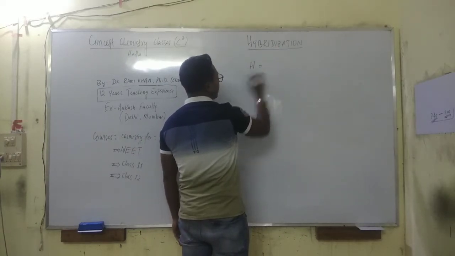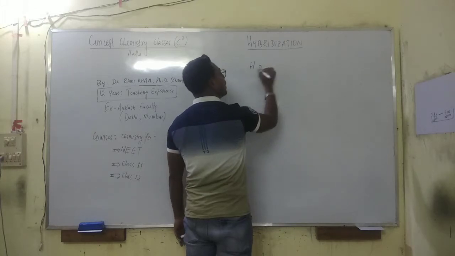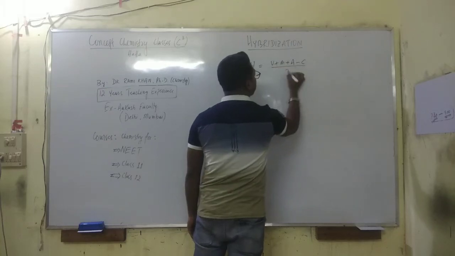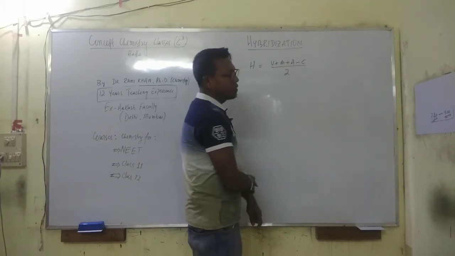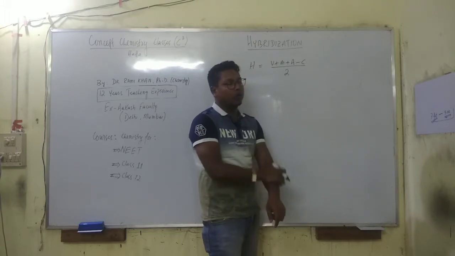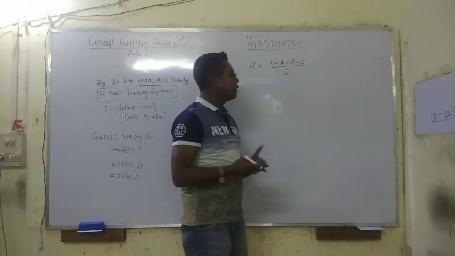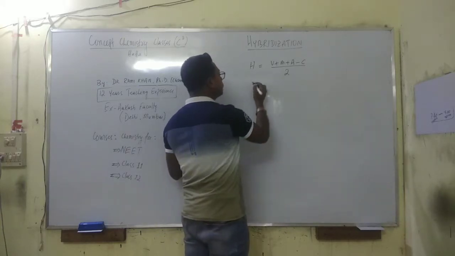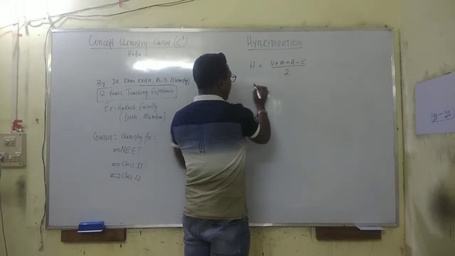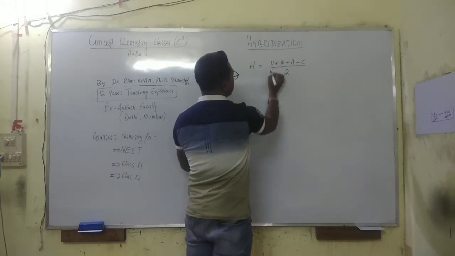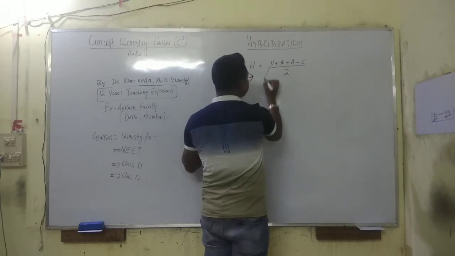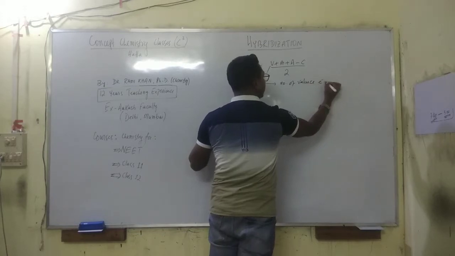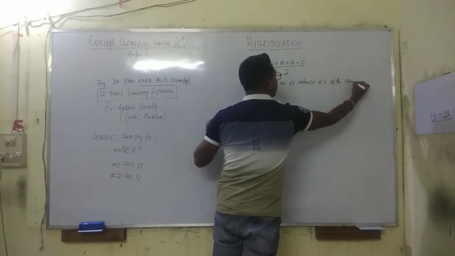calculate this, and the formula to calculate hybridization is H is equal to V plus M plus A minus C divided by 2. Now, from the hybridization concept, we can know the geometry and the shape of the molecule around the central atom. In this formula, V is the number of valence electrons of the central atom.